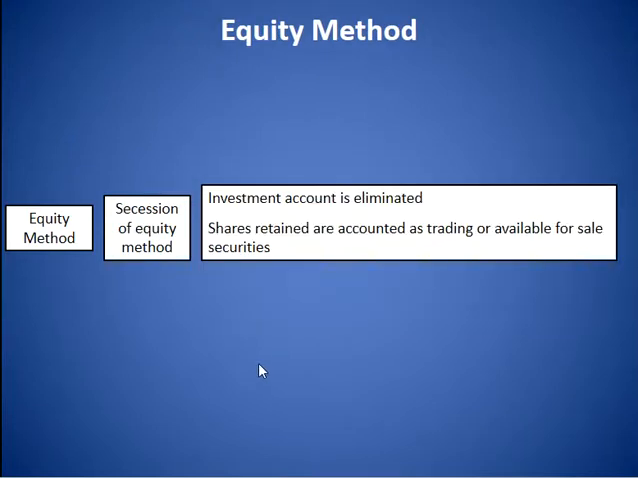Also, if you have a succession of the equity method, the investment account is going to be eliminated, and the shares retained are accounted for as trading or available for sale securities. In other words, you'd fall down that box where I said we had consolidation, the equity method, and then you had your securities down at the bottom, below 20%. We would then account for those shares as trading or available for sale securities.